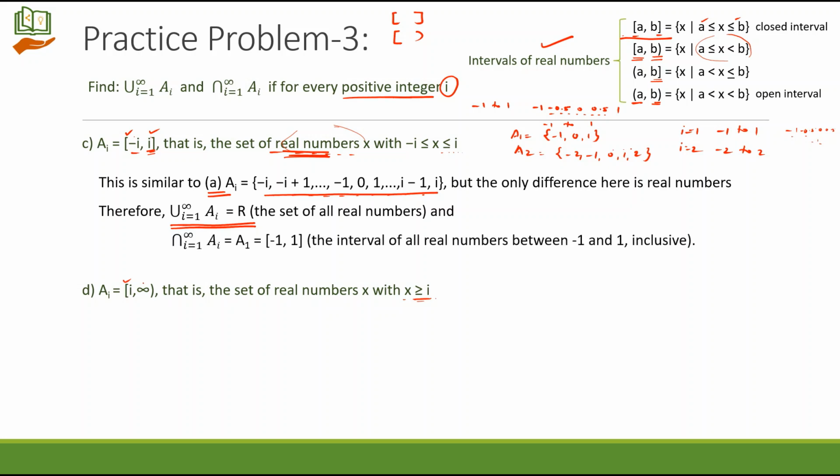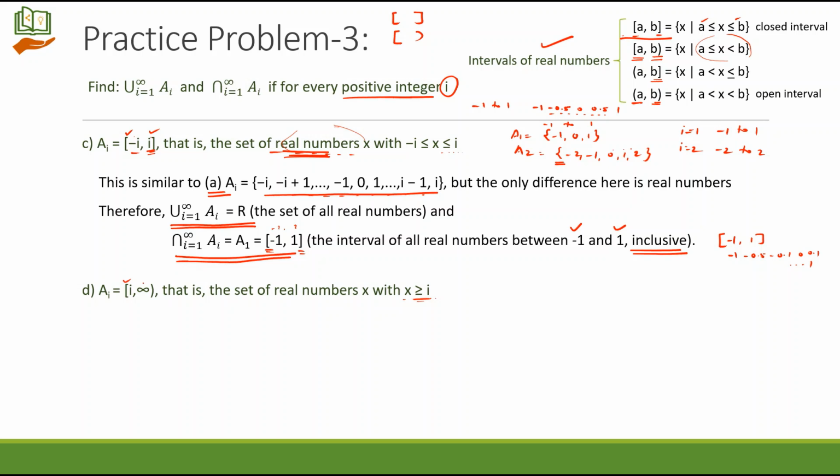What about the generalized intersection? The generalized intersection will have the A1 set definitely, and they have given it in the closed interval form of -1 to 1. We are representing it using an interval. -1 to 1 can include -1, -0.5, -0.1, 0, then 0.1, and it goes on till 1. When you take A2, it will become -2 to 2. So A1 will definitely be included in the A2 set. The interval of all real numbers between -1 and 1 inclusive means you have to include these two numbers also. So this is the generalized intersection.